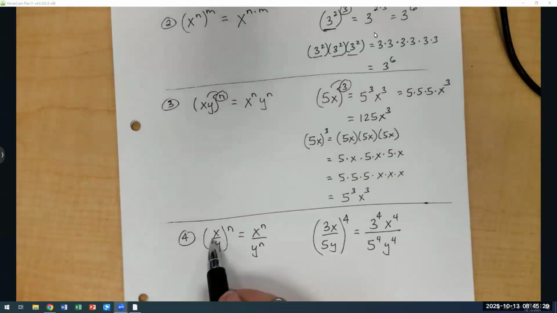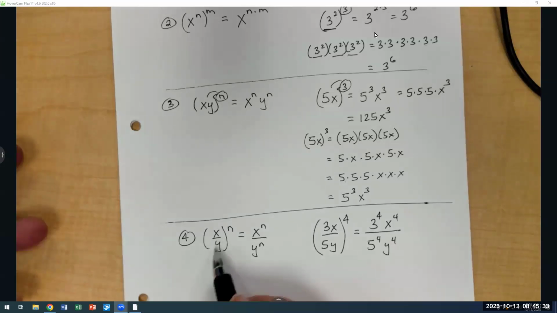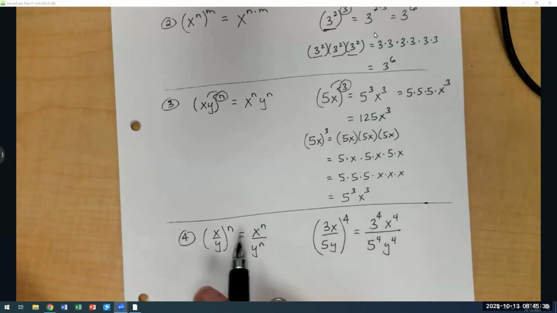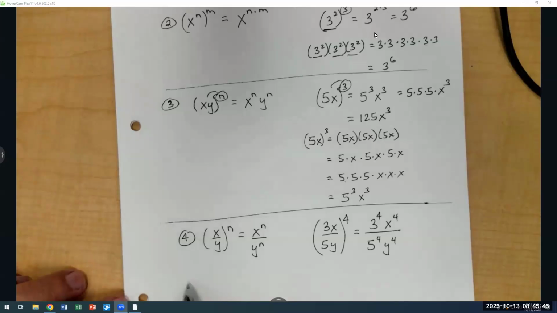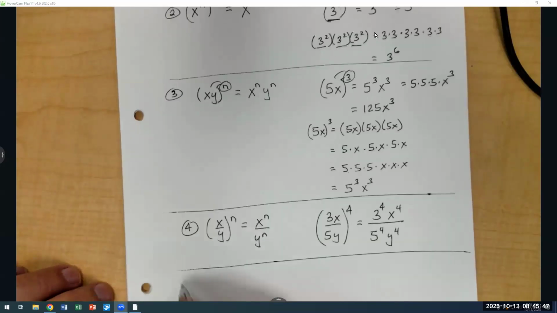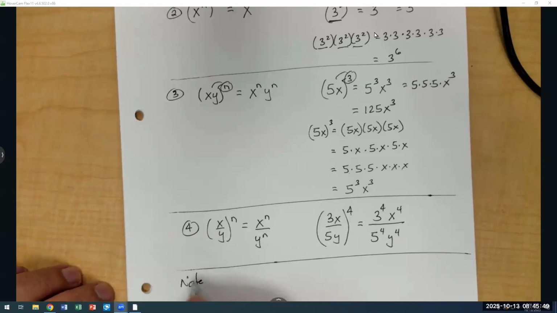Because remember, I never told you what x and y were. X and y are variables. They could be numbers, they could be letters, they could be equations, they could be whatever. But that's how it works. Whatever's inside there, if it's all multiplication and division, I can distribute in there. Note.